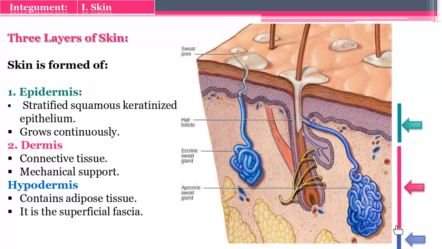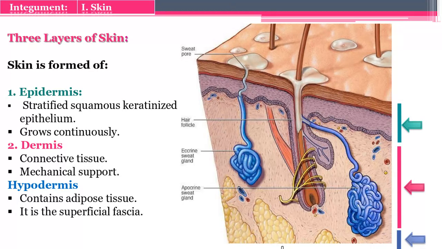As we move deeper, you can see the blue arrow. This is the deeper part of the connective tissue, which is composed of adipose tissue. You can see here in the pictorial presentation, it is showing the adipose tissue. This area is called hypodermis. That means basically two layers, epidermis and dermis, and the deeper part of dermis is called hypodermis. I hope this is clear.